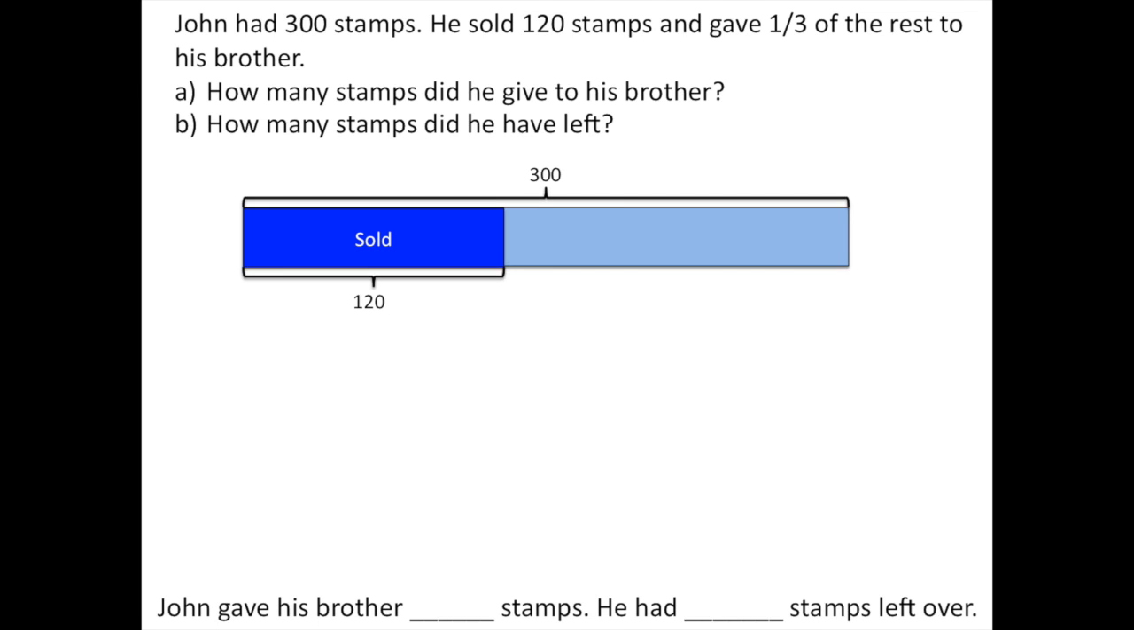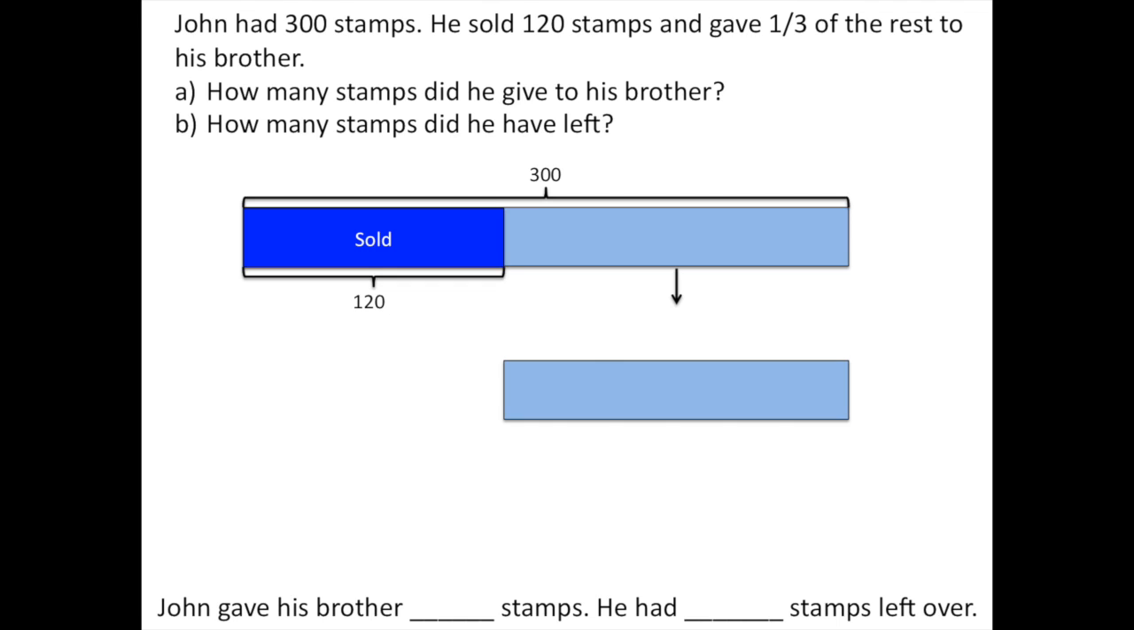We're also told that he gave 1/3 of the rest to his brother. So now in my bar model, the light blue section is showing the rest, or what is left over. In order to find out what 1/3 of the rest is, I'm just going to be paying attention to this light blue section because I don't care how many were sold now. So we're going to bring that down and redraw the bar because we're going to have a new total now. Since we know that 120 were sold and that's not important to our problem anymore, we don't want to worry about that part.